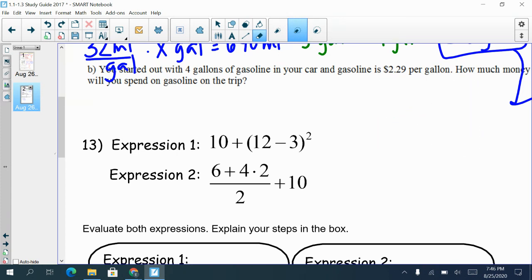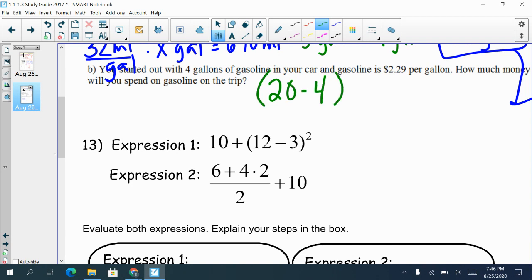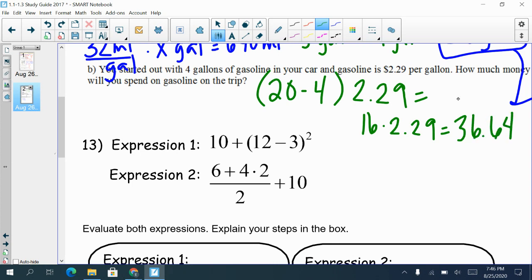So let's do it this way. 20 minus 4, and then we're going to multiply that by 229. Yep, I like that better. So 20 minus 4 is 16 times 229. That's going to give us our answer. 16 times 229 is 36.64. $36.64.